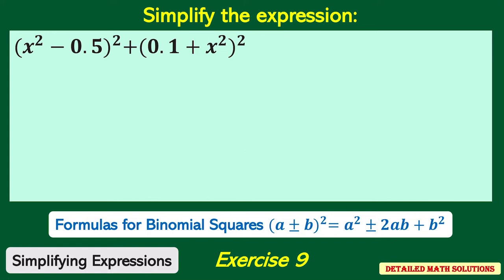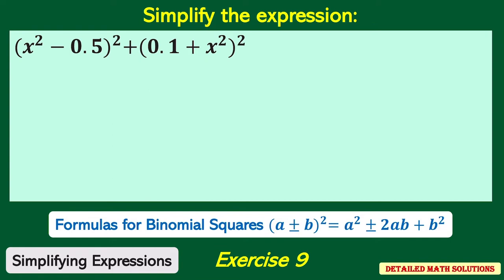In the first binomial square, (x² − 0.5)², x² corresponds to the a in the formula, and 0.5 corresponds to the b in the formula. In the second binomial square, (0.1 + x²)², 0.1 corresponds to the a in the formula, and x² corresponds to the b in the formula.